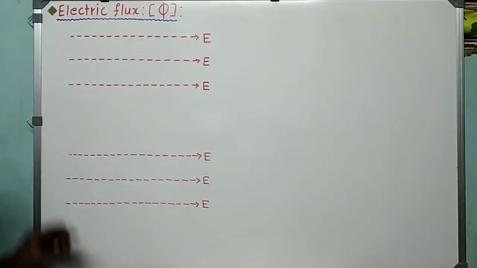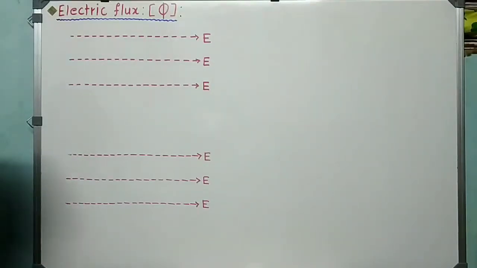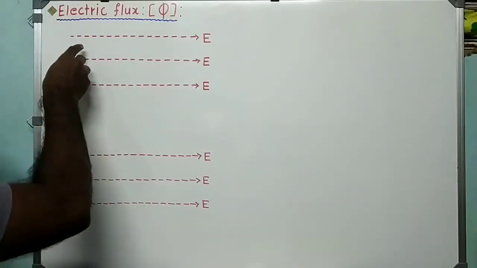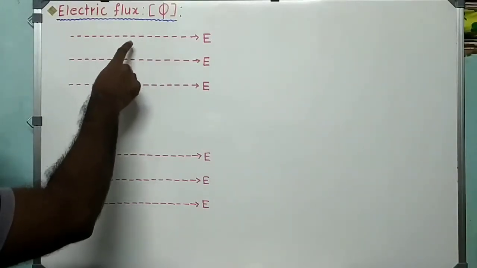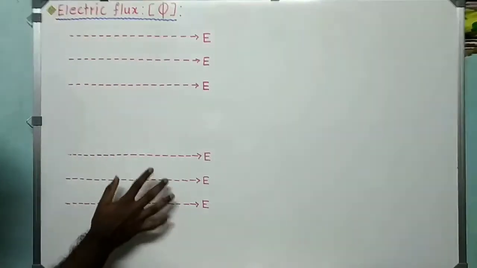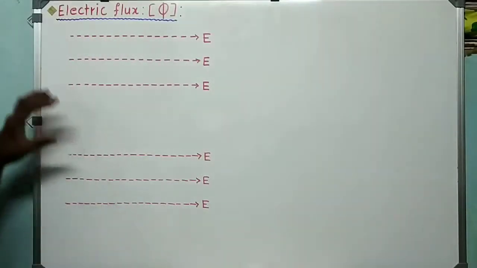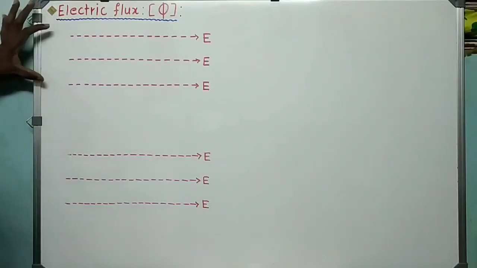We are going to study electric flux. What is the meaning of electric flux? Dear students, here you are observing equally spaced electric field lines. Here electric field lines are equally spaced. Hence, this figure represents a uniform electric field.